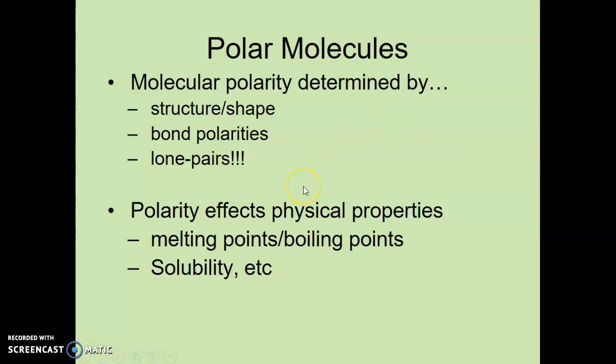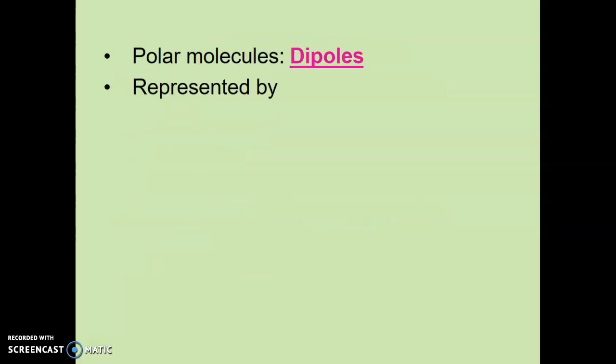All right. So molecular polarity is determined by several things. The structure or the shape, okay? The bond polarity, that's the difference in numbers, so like 3 minus 2 or whatever. And then are there lone pairs present on the central atom? And then polarity affects different physical properties, so things like melting points, boiling points, solubility, and we'll talk about that.